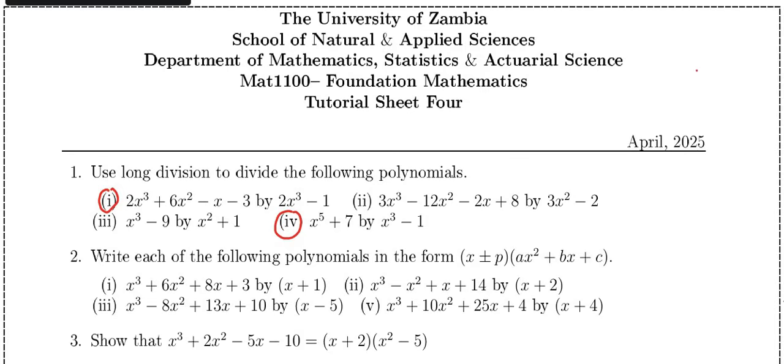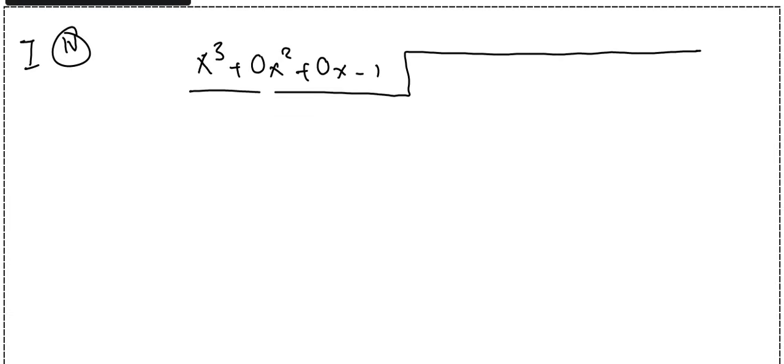Then the last one is also very straightforward. The polynomial is x to the power 5 plus 7. The divisor is x to the power 3 minus 1. So this is number 4, question 1. This is our divisor, x cubed minus 1, and our polynomial is going to be like this. We need to show all the place values of x too. We have our constant this side, which is 7.